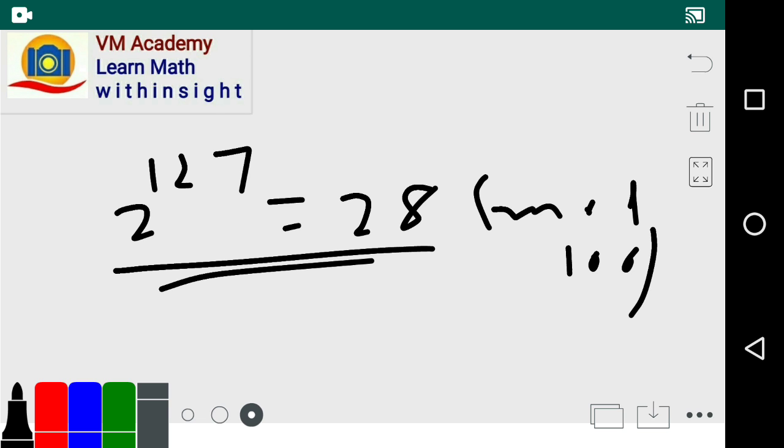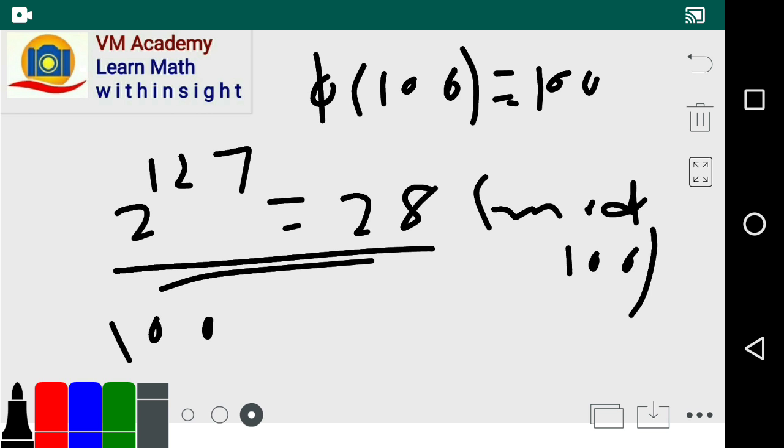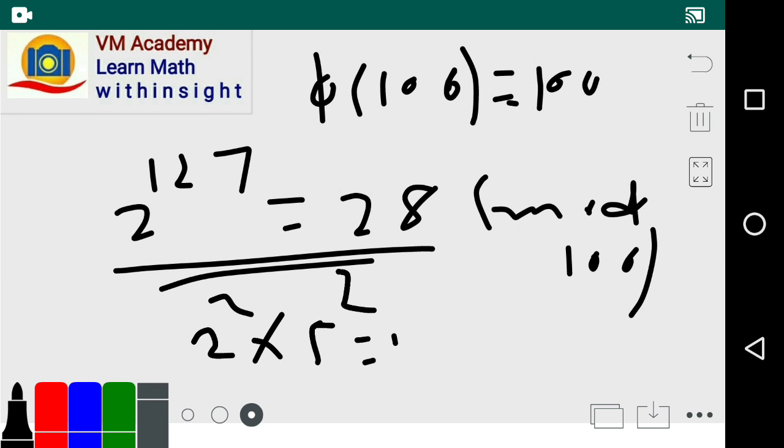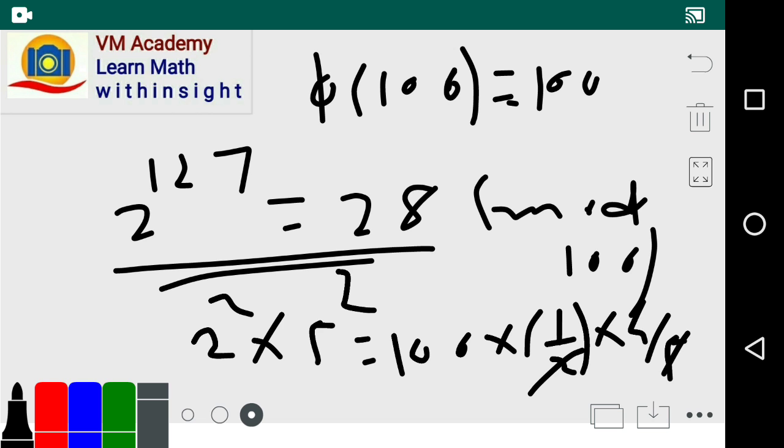And if we directly calculate phi of 100, 100 can be written as 2 raised to 2 into 5 raised to 2, and thus this becomes 100 into 1 minus 1 by 2, that is 1 by 2, into 1 minus 1 by 5, that is 4 by 5, and this cancels out and becomes 40. So phi of 100 is 40.